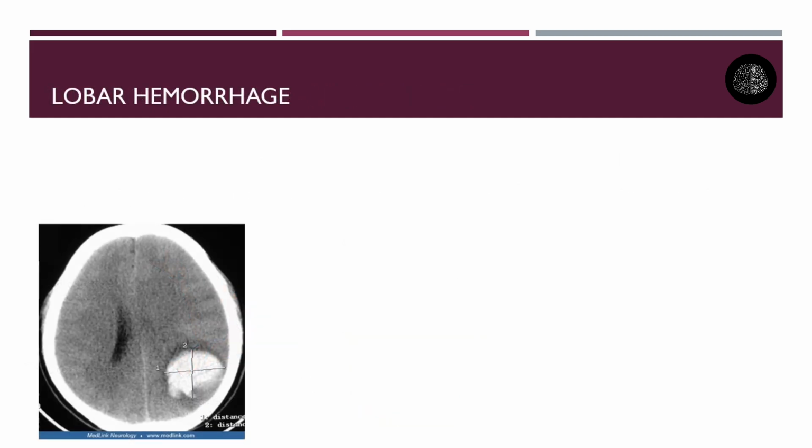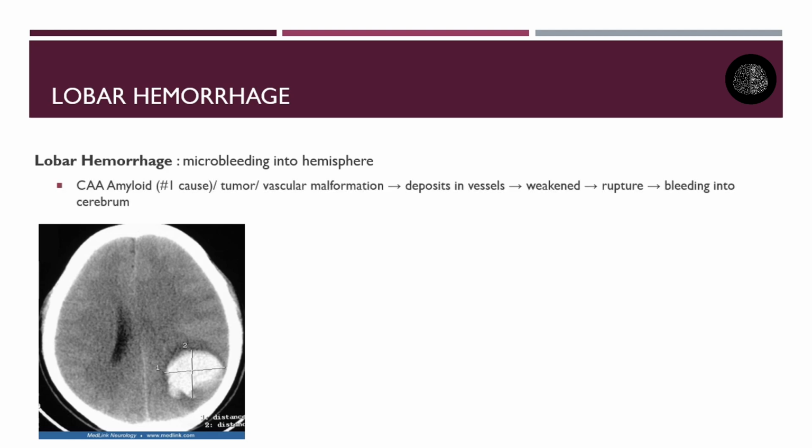And then lobar hemorrhage, as the name suggests, means microbleeding into one of the hemispheres, so one of the cerebral lobes, whether left or right. One is that it's mostly caused by cerebral amyloid, but in other cases it can be a tumor or vascular malformation. In the case of amyloid, it would deposit in vessels and cause, as you guys remember, fibrinous necrosis, which then weakens and ruptures. But in this case, it's bleeding into a part of the cerebrum and not the basal ganglia or the thalamus.